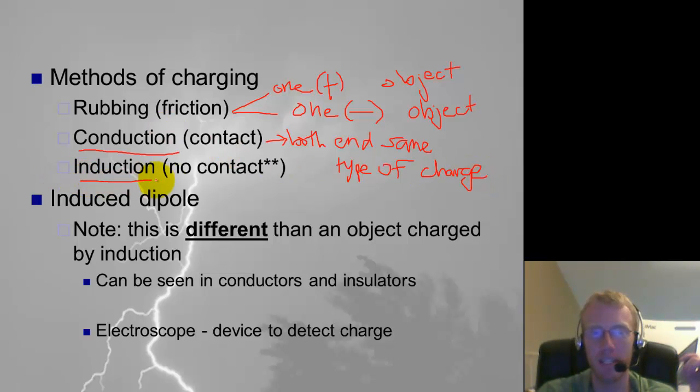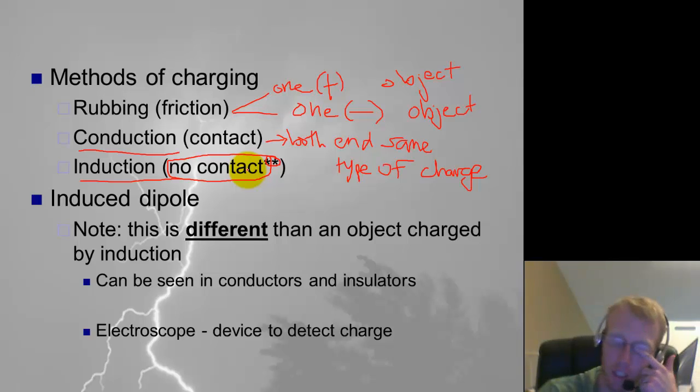So charging by induction, it's typically called charging without contact. I put these asterisks here because actually when you charge something by induction, you don't touch it to the other object, but you do have to touch it to ground. So it's kind of complicated and requires a larger picture. So on the next slide, I'll explain charging by induction in a lot more detail.